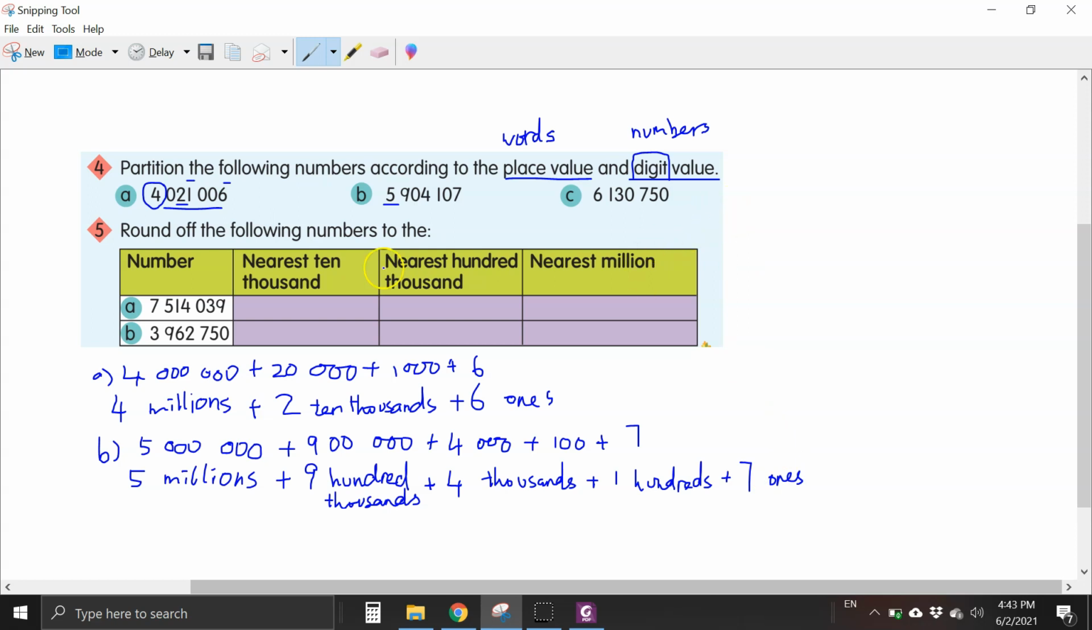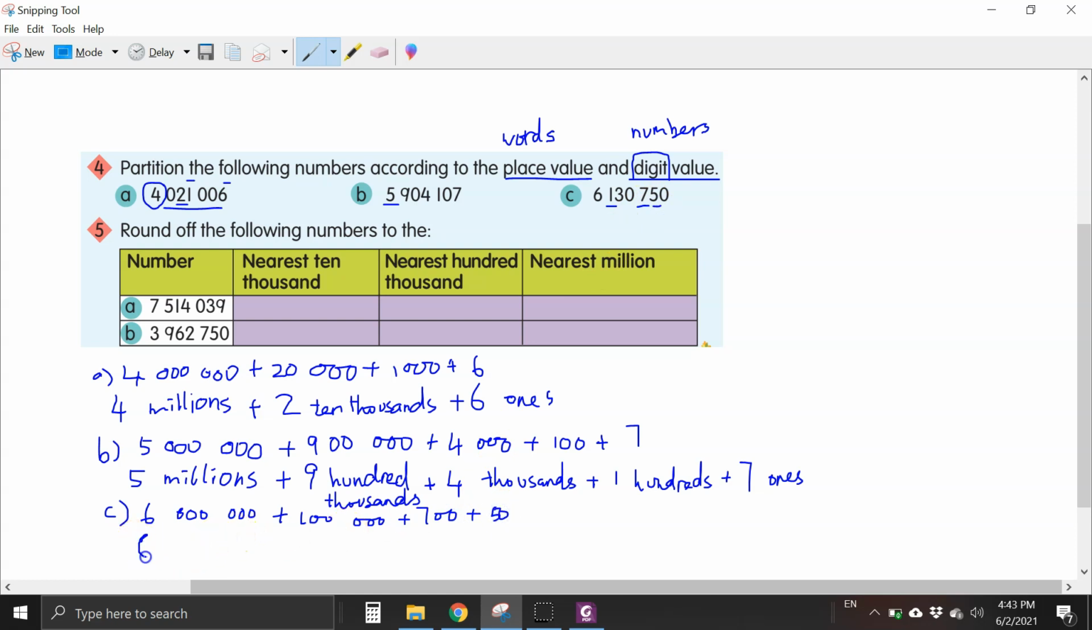Okay, for C, digit value, 6 will be 6 million with 6 zeros. The second number 1 is 100,000. This 7 here is 700. The 5 here is 50.